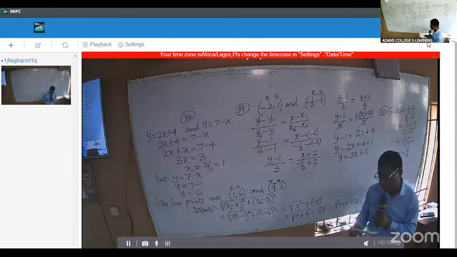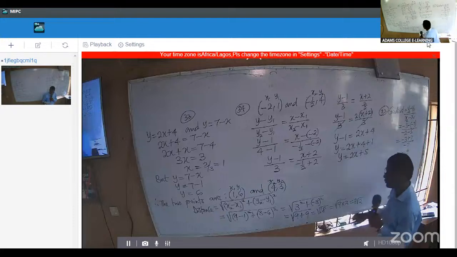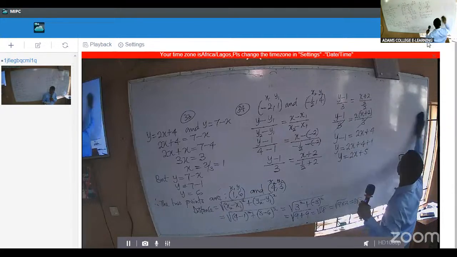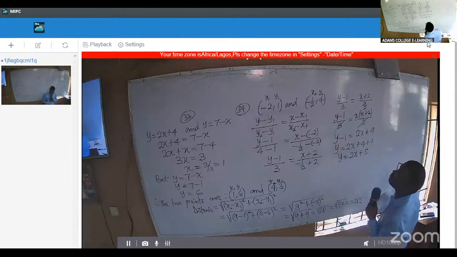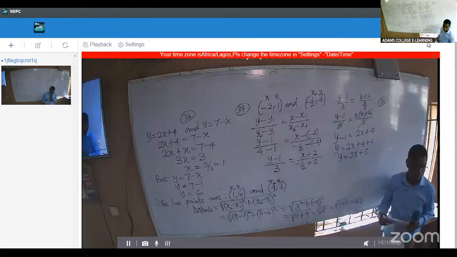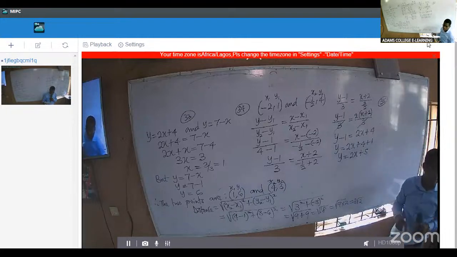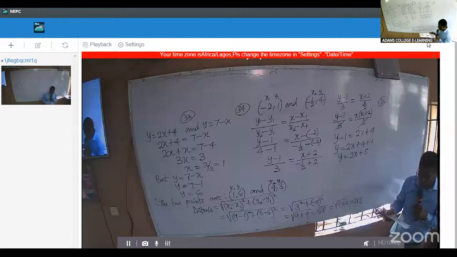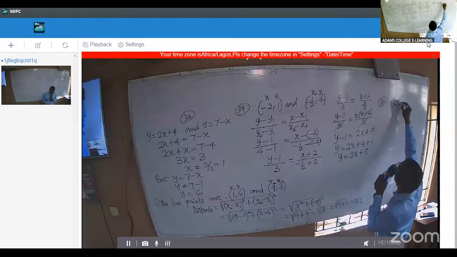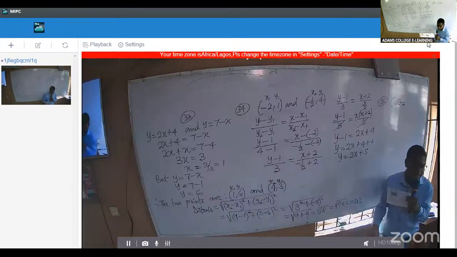Number 35. This is how you find cos theta. JAMB will not allow you to use a calculator that has cosine. So you want to learn special angles.